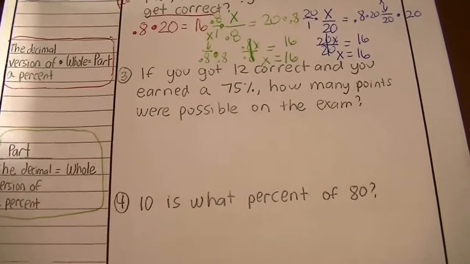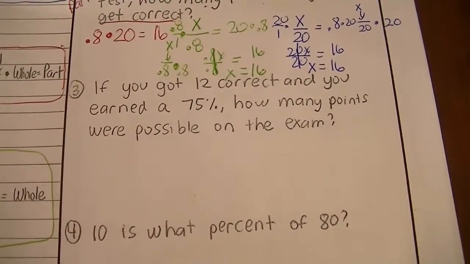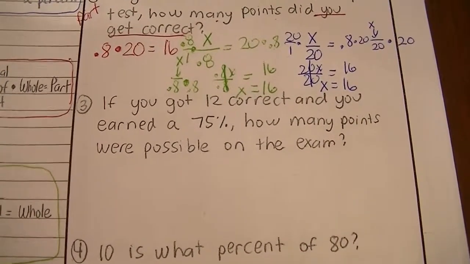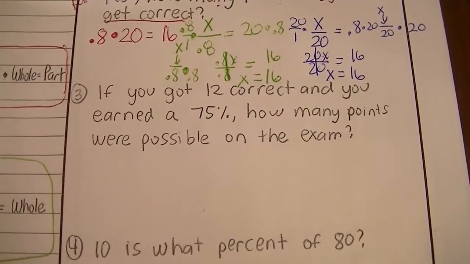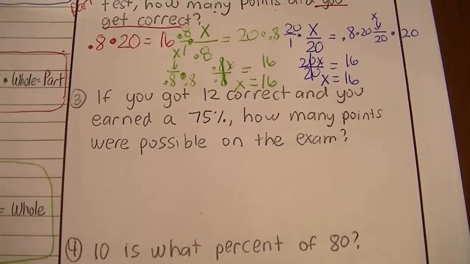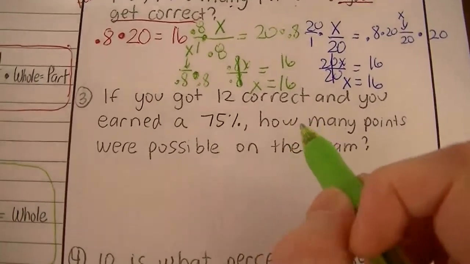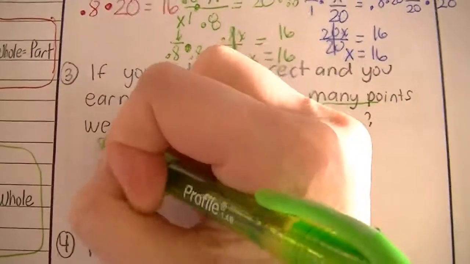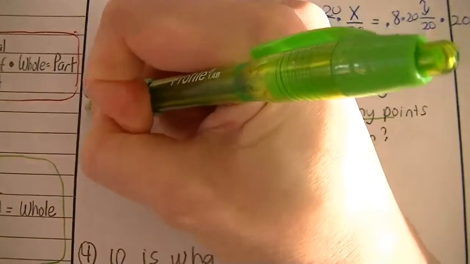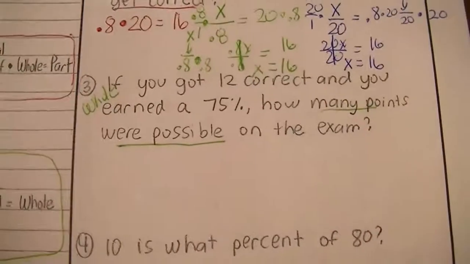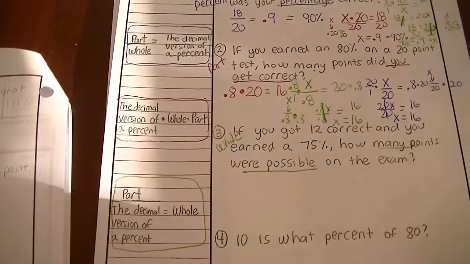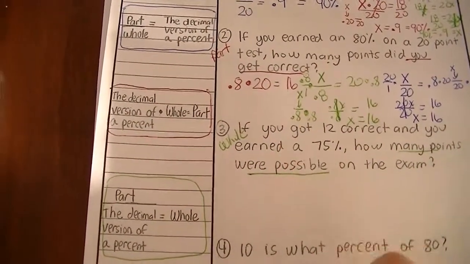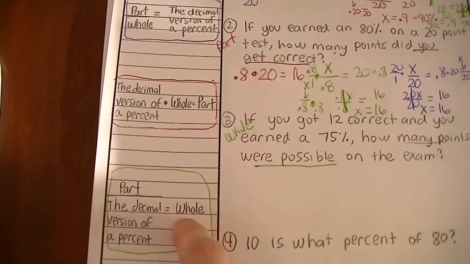Okay, number 3. If you got 12 correct and you earned a 75%, how many points were possible on the exam? So what do you think you're solving for? A part, percent, or a whole? Well, it says how many points were possible on the exam. That kind of implies you are solving for a whole. Okay? So think about which equation will be the fastest one to use out of these three right here to help you solve for the whole. And it would be this one because you'll see that whole is isolated.